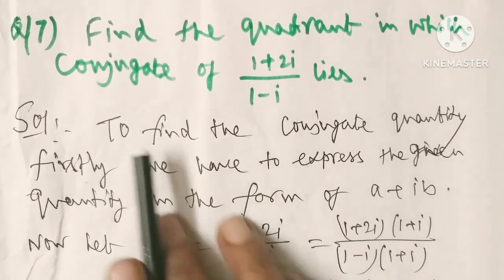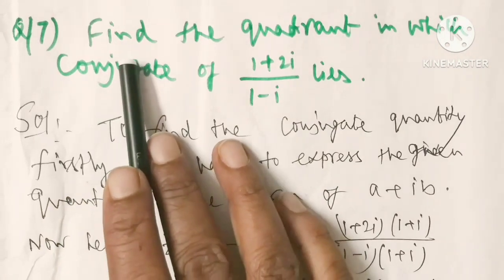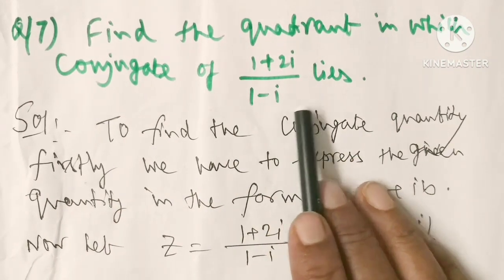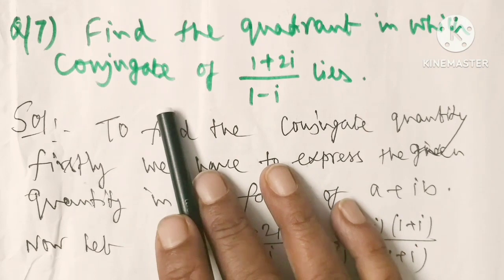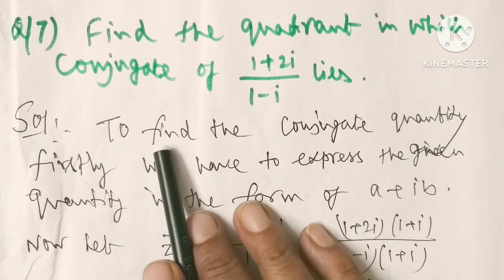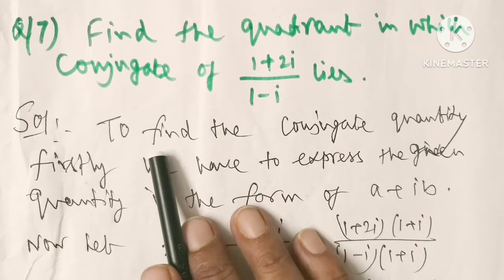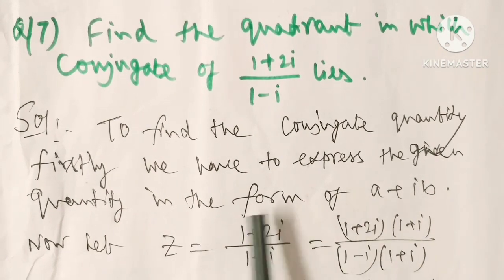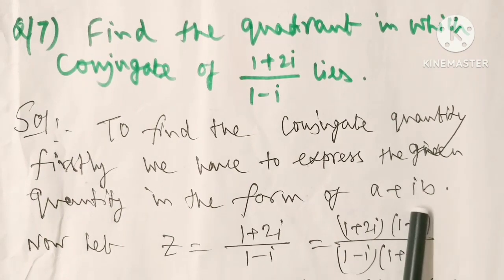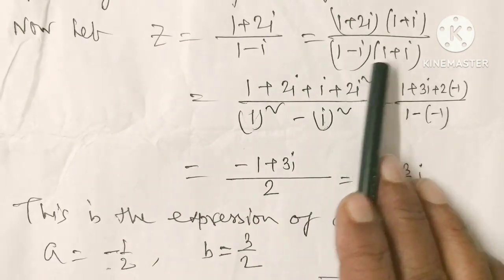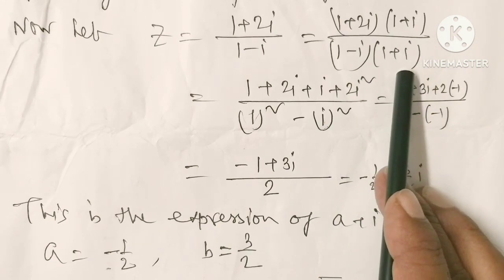Now we focus on the last problem, question number 7. Find the quadrant in which the conjugate of (1 plus 2i) by (1 minus i) lies. Conjugate means z bar. If the value is z, then the conjugate quantity must be z bar. To find the conjugate quantity, firstly we have to express the given quantity in the form of a plus ib, and so let z equal 1 plus 2i by 1 minus i, multiply both numerator and denominator by 1 plus i.